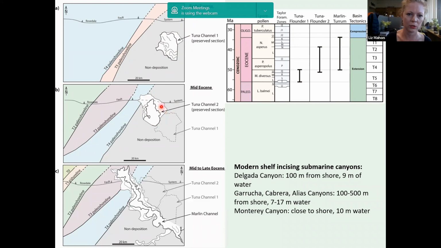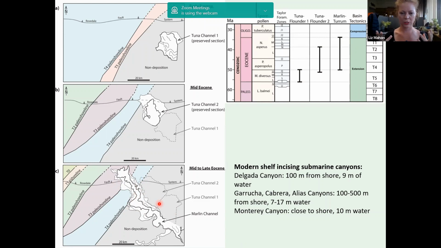Fortunately, we do have the head of Tuna Channel 2. When it was forming, the T4 to T2 paleo shorelines were forming. So we can see clearly that Tuna Channel 2 is located seaward of these three paleo shorelines. And then if we move to the final one, the Marlin Channel, when the Marlin Channel was incising, the T4 to T0 paleo shorelines were backstepping. One of the features of these channels is that they are located at or seaward of their coeval paleo shorelines. And often with a channel incision, we don't just erode downstream, we also erode via headward erosion. So it's quite possible that when these channels initiated, they were not located as far onshore as they currently appear.